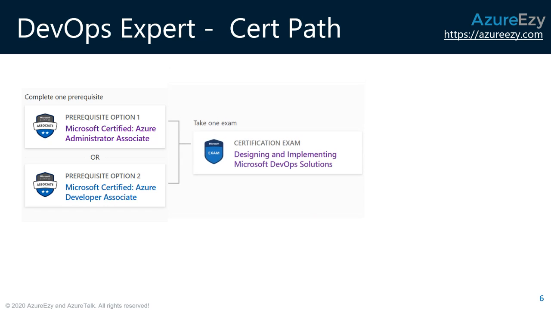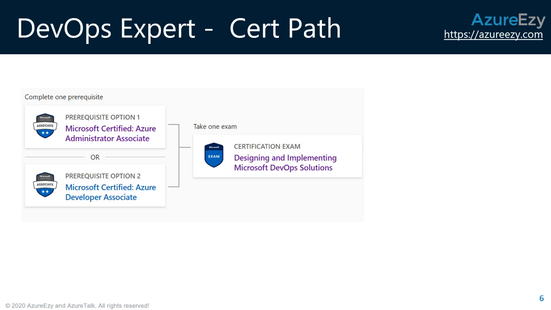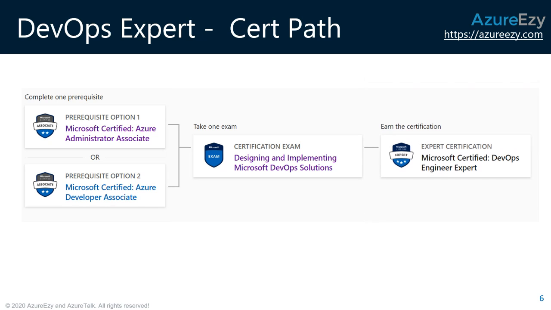Now, once you have any one of the prerequisites, the other exam that you need to take is AZ-400, for which the training is going on currently, and that is designing and implementing Microsoft DevOps solutions. Once you have any one of the prerequisites and this exam cleared, Microsoft gives you a badge called Microsoft Certified DevOps Engineer Expert, which is an expert-level badge, and that is the whole path of having a certificate from Microsoft.